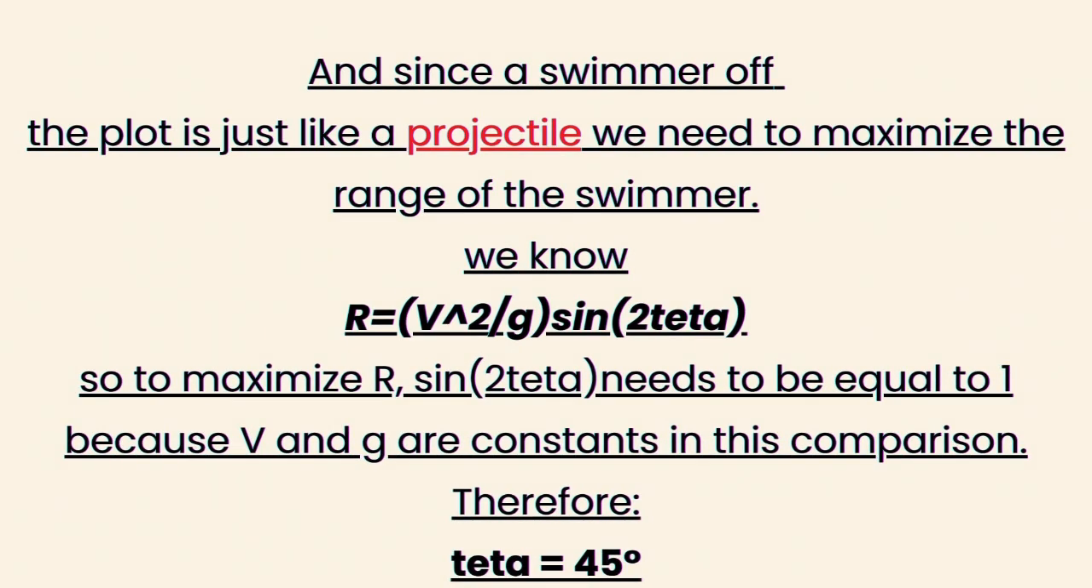And since the swimmer is just like a projectile, we need to maximize the range of the swimmer. We know that R, the range, is v squared over g times sine 2 theta. So to maximize R, sine 2 theta needs to be equal to 1 because v and g are constants in this comparison. Therefore, theta should be equal to 45 degrees.